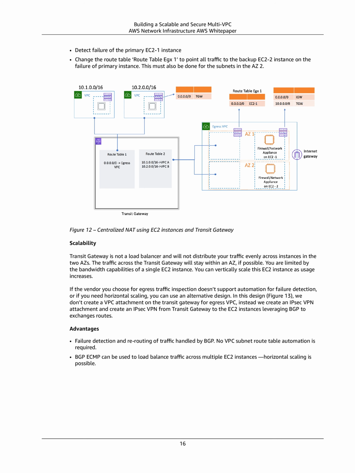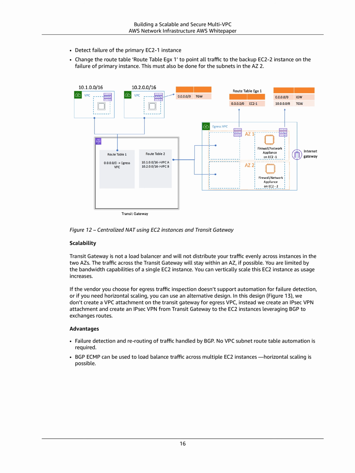Scalability: transit gateway is not a load balancer and will not distribute your traffic evenly across instances in the two AZs. The traffic across the transit gateway will stay within an AZ, if possible. You are limited by the bandwidth capabilities of a single EC2 instance. You can vertically scale this EC2 instance as usage increases. If the vendor you choose for egress traffic inspection doesn't support automation for failure detection, or if you need horizontal scaling, you can use an alternative design.